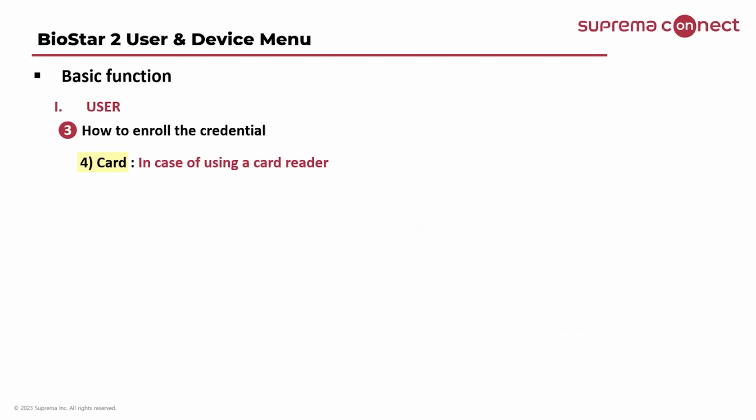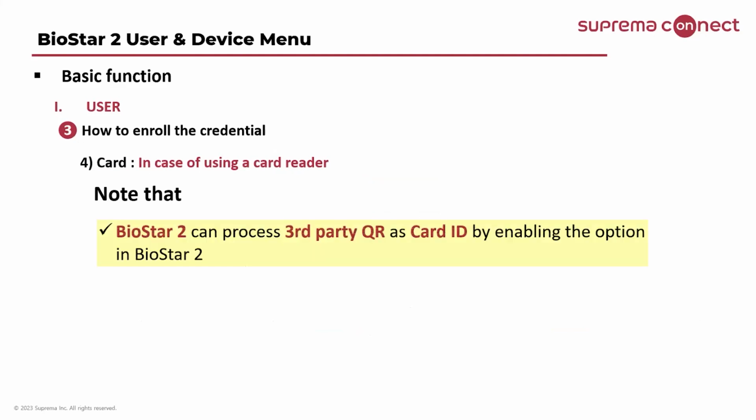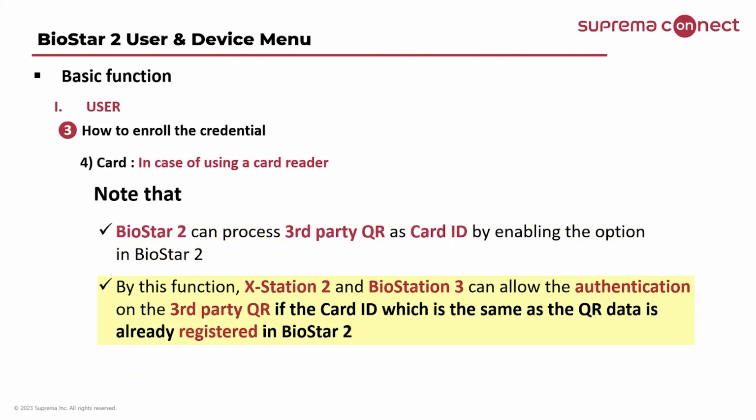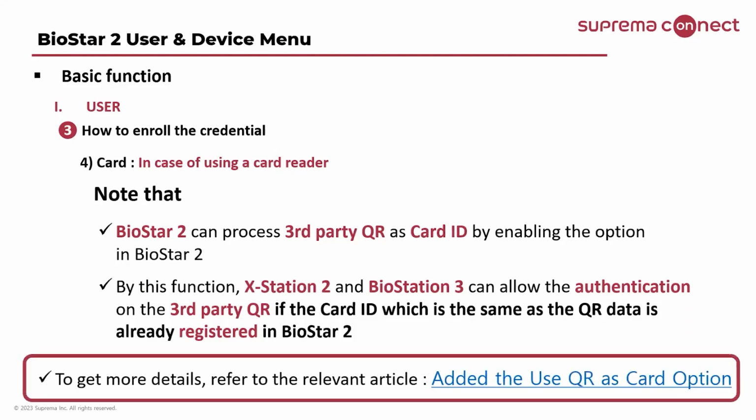On the card credential, please refer to the remarkable information. BioStar 2 can process third-party QR as card ID by enabling the below option in BioStar 2. And by this function, XStation 2 and BioStation 3 can allow the authentication on the above third-party QR if the card ID, which is the same as the QR data, is already registered in BioStar 2. And to get more details, please refer to the following article.